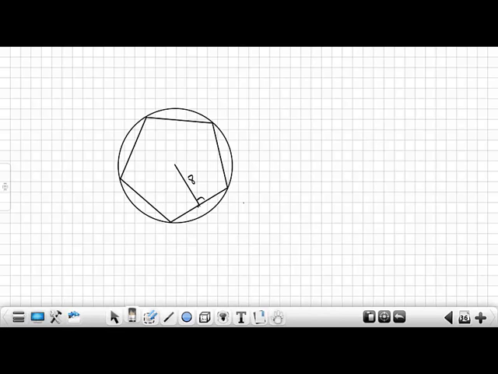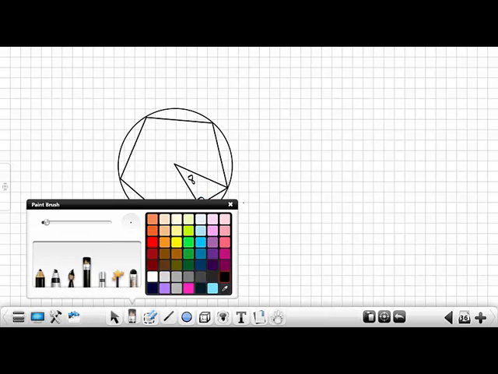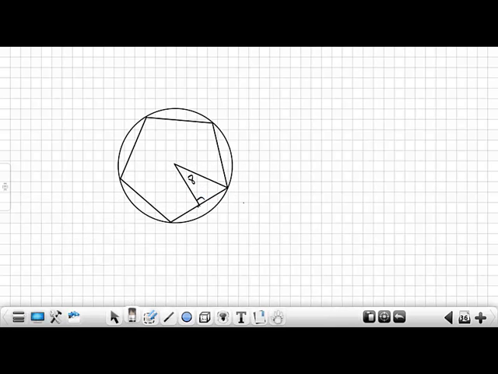So in order to find the circle radius, I need that, right? That would be the radius. And in order to find the perimeter, I'm going to need that x right there. So this is my radius, and that's my x.